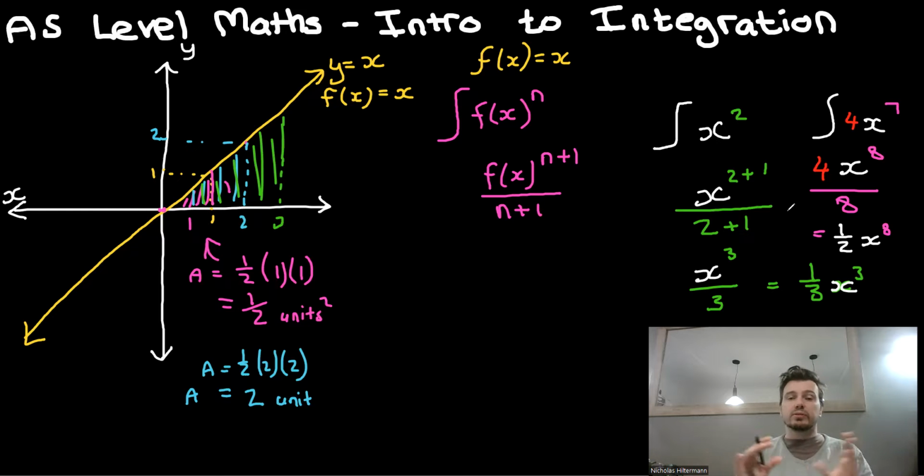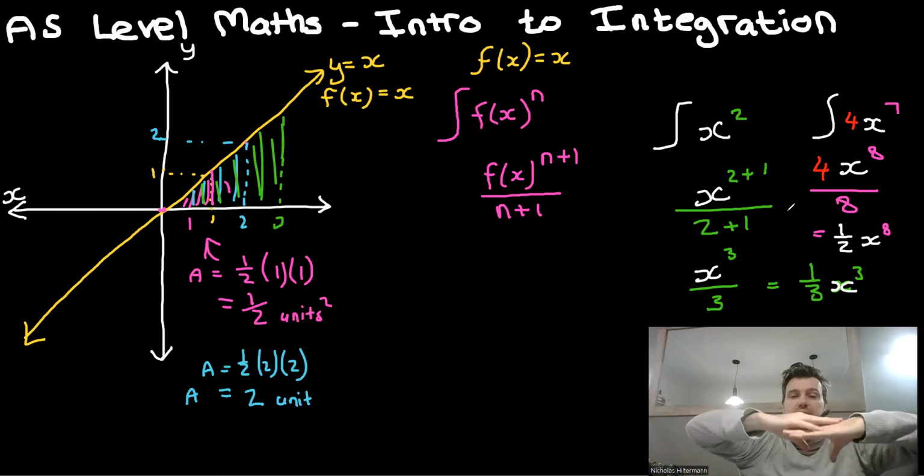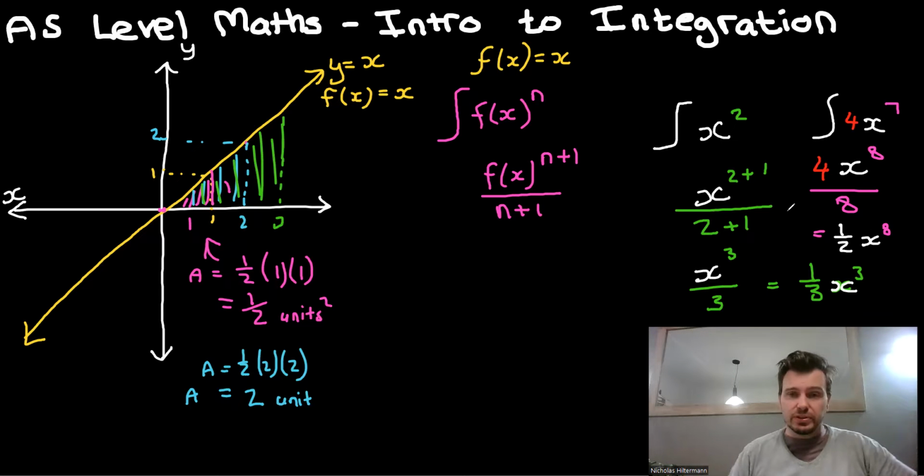Okay, so what are we doing? We're leaving the front number alone, we're adding 1 to the exponent, and we're dividing by the new exponent. Let's look at how that would look with this little x here. So we would add 1 to that x.